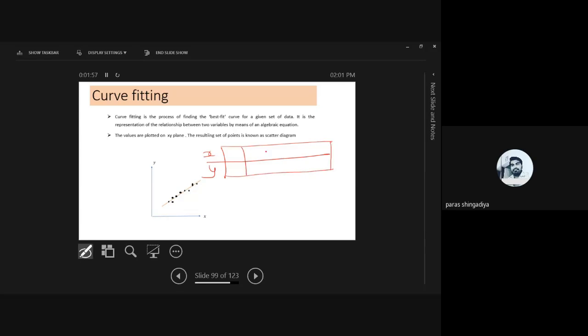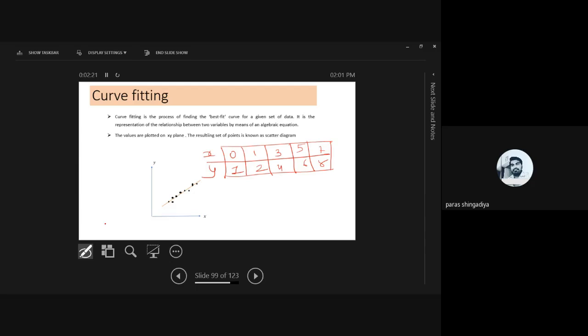You should have points with values of x and y. For example, if I consider 0 and 1, then after 1, 2, 3, 4, 5, 6, 7, 8 and so on. First I will plot all these points in this graph, and then I will join all these dots, and we'll get one straight line. Clear? We'll get one straight line.